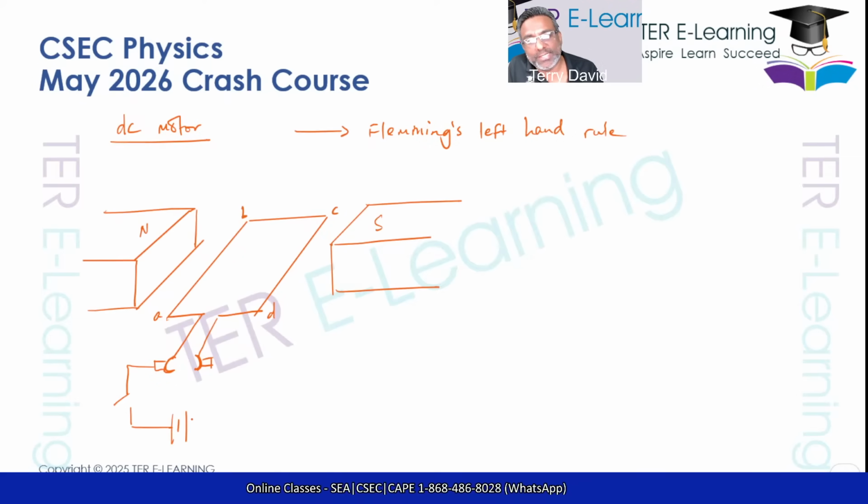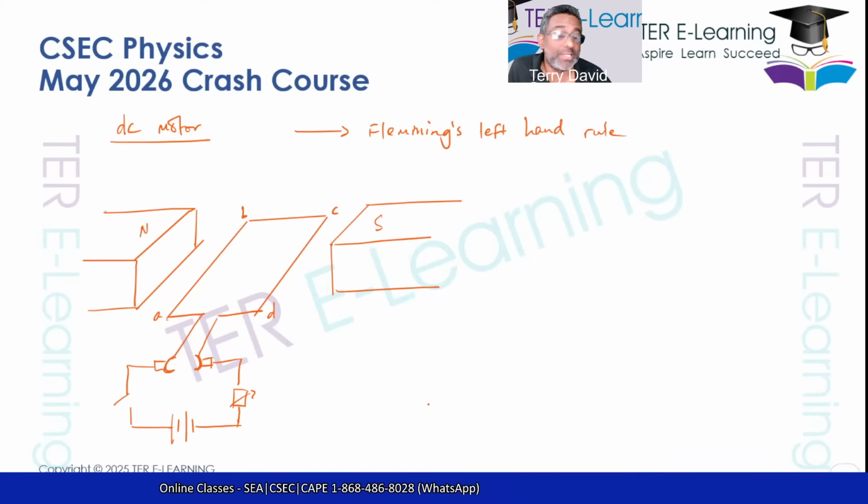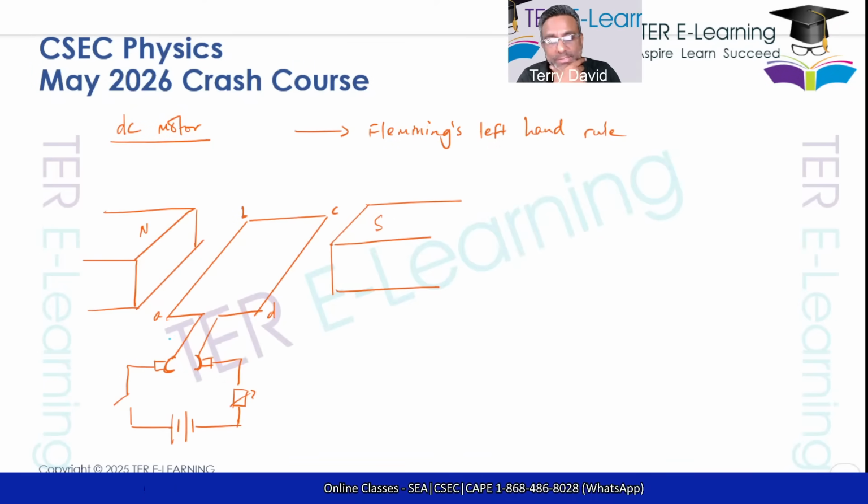It's a DC motor, so we have a DC power supply. What else am I missing here? You can put a variable resistor if you want to adjust the speed of the motor. Right? So this here is a simple diagram showing a simple DC motor. Your syllabus says you have to be able to explain the DC motor. So I'm going to explain this. I'm not going to write it down. I'm going to explain it.